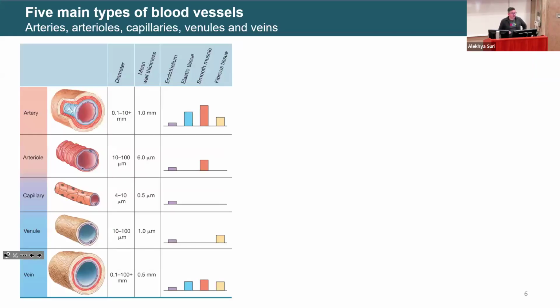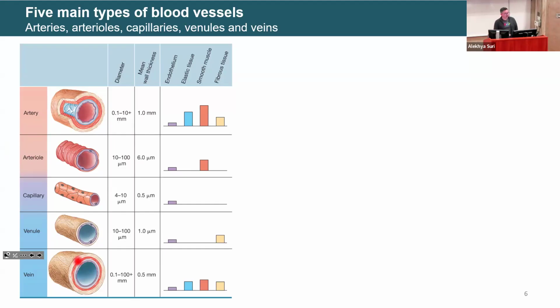Okay, so in terms of structures, there are mainly 5 types of blood vessels. We classify them in arteries, arterioles, capillaries, venules, and veins. And this distinction is based on the structures of these particular blood vessels.